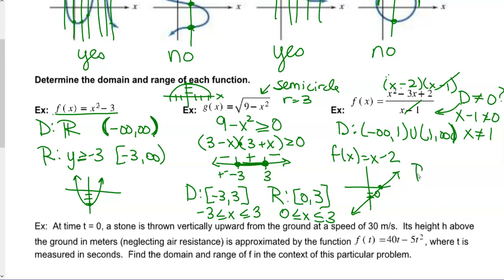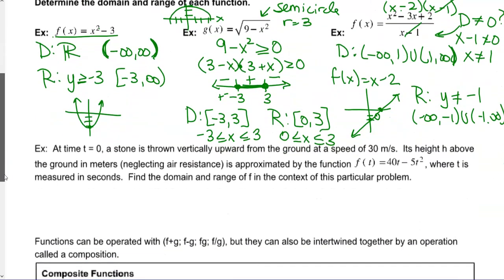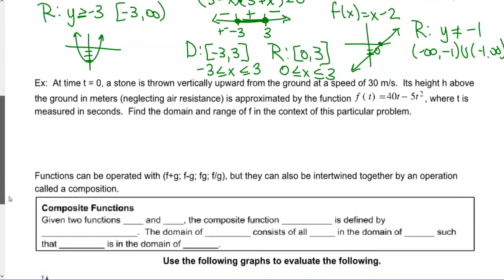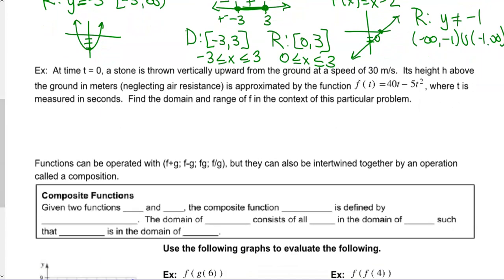So my range is going to be y not equal to negative 1, or I could say negative infinity to negative 1, union negative 1 to infinity. And that would give me my range in interval notation. Okay? So again, work with those. This section might be a little bit wonky just because we haven't reviewed all the graphs yet, but it is doable if you have some of that good background with you.